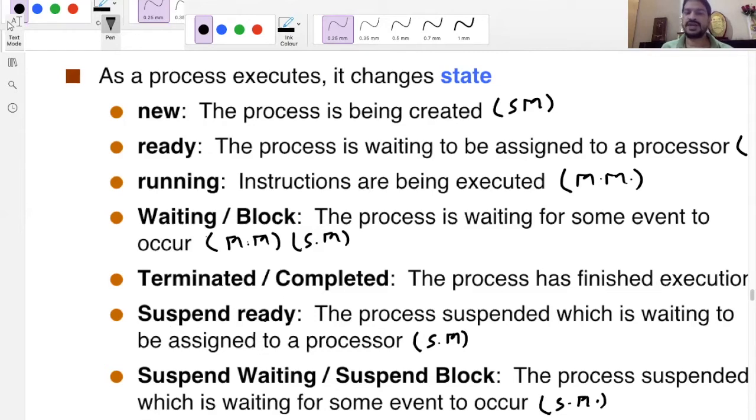Then we have suspend ready. Suspend ready means maybe there is a chance that a higher priority process is looking for the ready queue, and the ready queue is not free at that particular time, or a process is coming which has higher priority than the existing process, and that process is in the waiting state. So that process will be given a chance to go to the suspend waiting state. Okay.